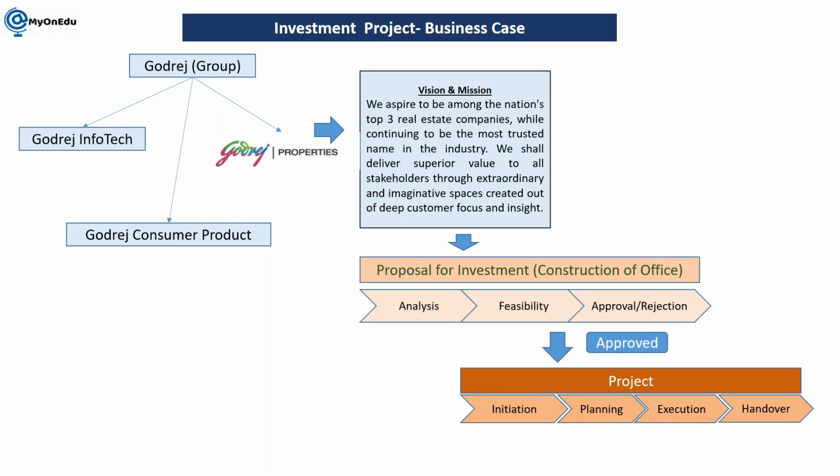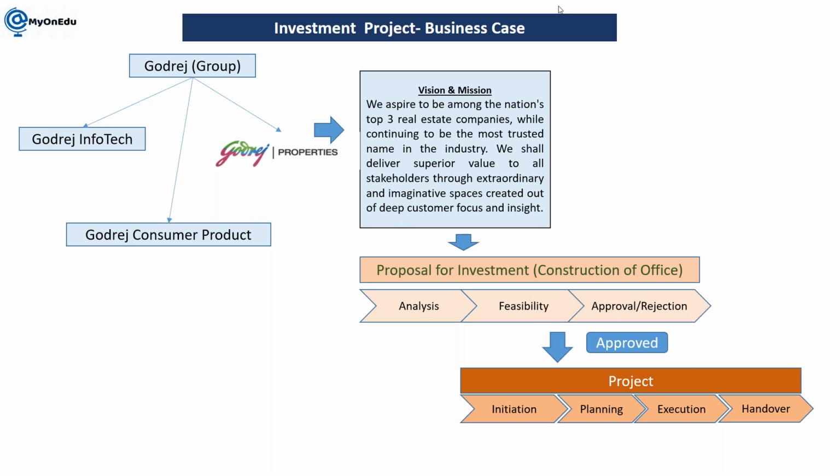If it is approved, then it will go for the project. When it is going for the project, the project itself will have its own phases called initiation, planning, execution, and handover. These are the typical four phases which we are having in any project. So based on your mission and vision requirement, or whatever organization strategies you are having to achieve your vision and mission, you are executing the project for that. Okay, so first a proposal for investment, then it is going for the project.